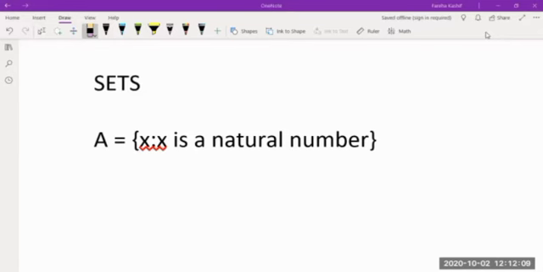Assalamu alaikum. Today we're going to start with the chapter sets. So first we're going to learn how do we define sets.